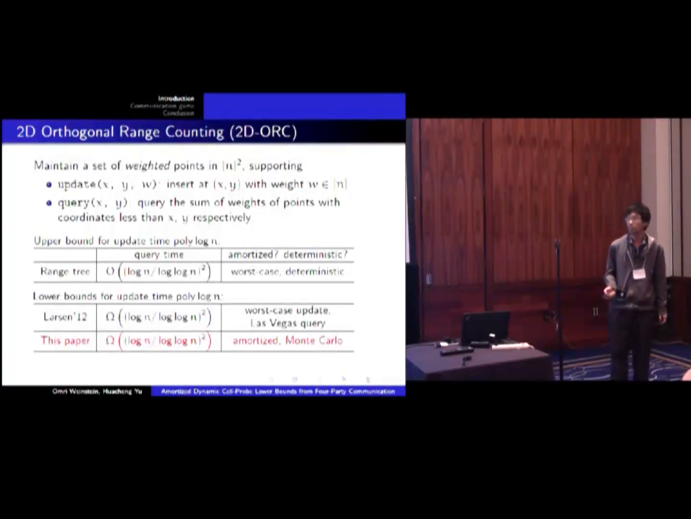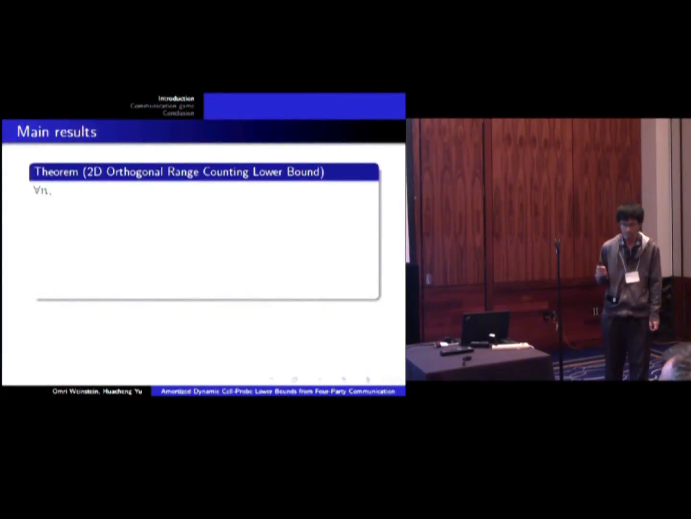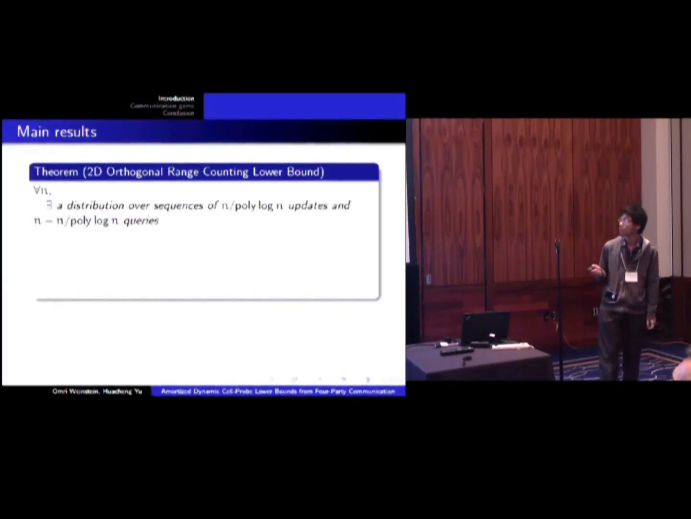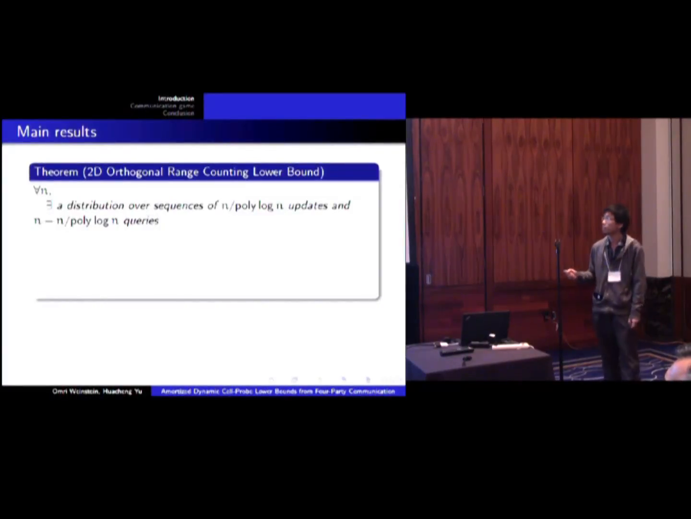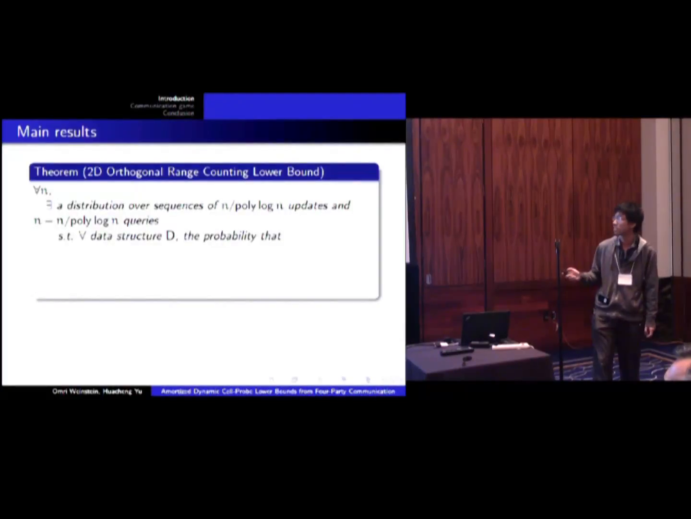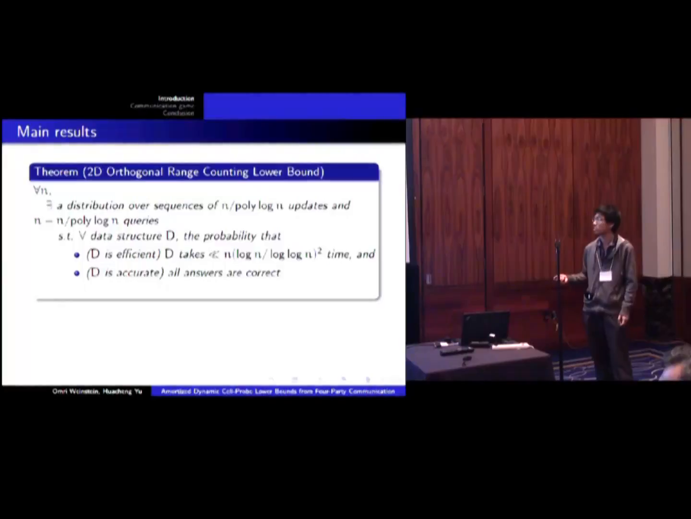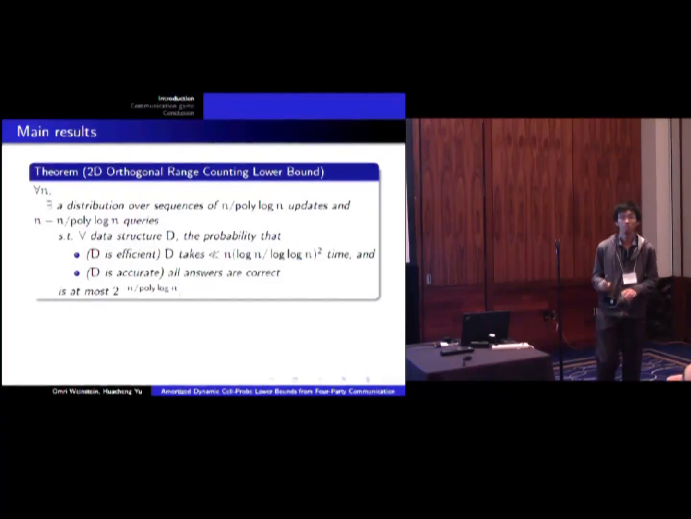So more formally, we prove that for this problem, for any problem size n, we can design a hard distribution, sampling from which gives us a sequence of n operations to this problem, orthogonal range counting. And this sequence has n over polylog n updates and n minus n over polylog n queries. Such that for any data structure, if we feed this sequence of operations to this data structure, then the probability that the data structure is too efficient, it takes much less than this amount of time, and the data structure is accurate, it answers all queries correctly, this probability is exponentially small.